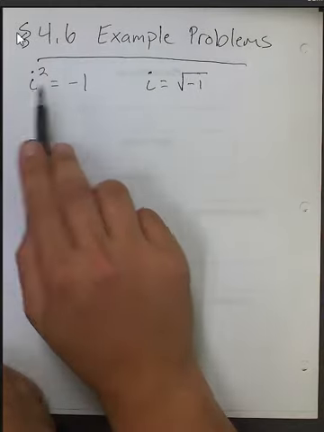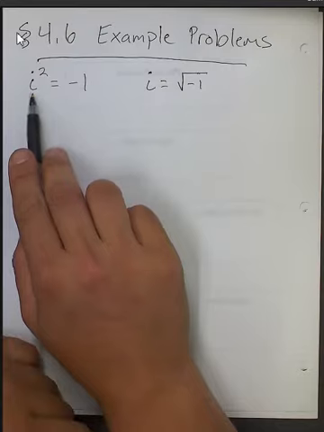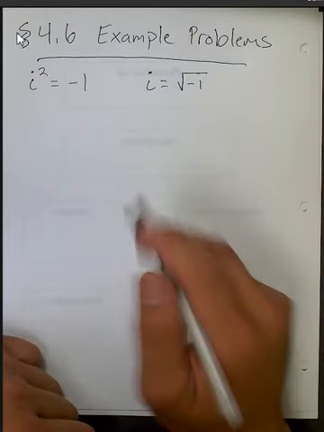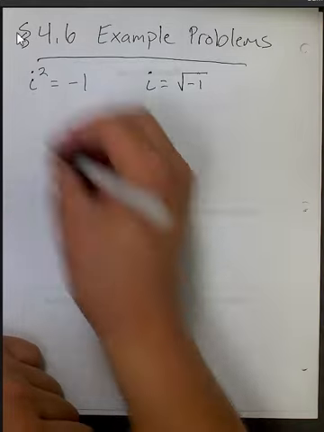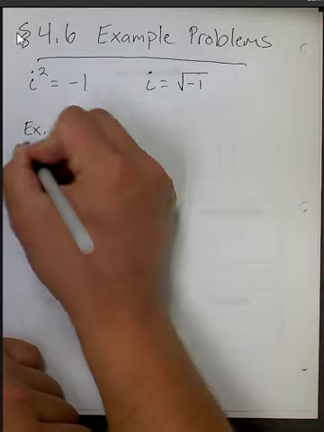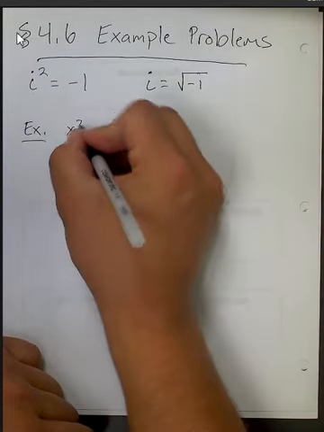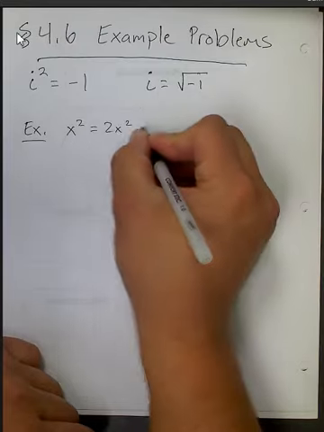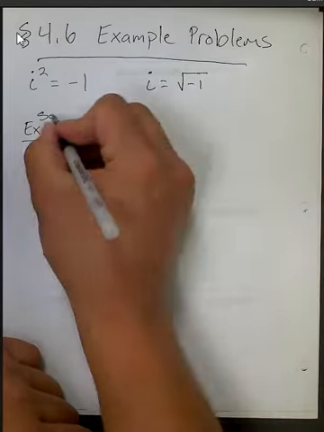So for this, I put this up here. i squared is equal to -1, and i is equal to the square root of -1. I'm going to just go over a couple of examples. So for example, x squared equals 2x squared plus 4. Let's say we wanted to solve for x.